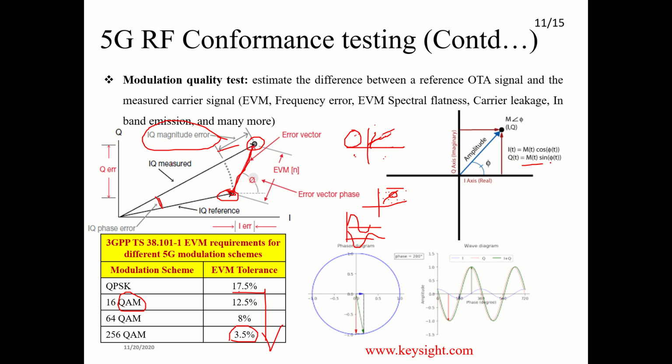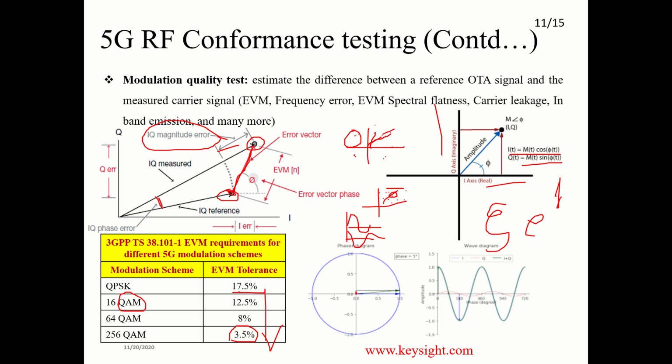And this is one of the explanations. You can see here quadrature is m of t sin phi of t, and in-phase is m of t cos phi of t. This is the real axis, this is the imaginary axis, and it comes from e to the power j phi of t, where the real part is the cos term and the imaginary part is the sin term. So this is the EVM.